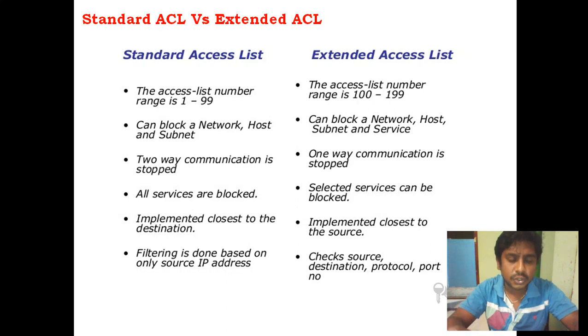So standard ACL should be implemented closest to the destination. So we need to see which criteria we need to follow, which one we need to block. Accordingly, we'll be able to write the access control list statements. So implementation is done closest to the destination in the case of standard ACL, whereas in the case of extended ACL, we need to write the ACL statements closest to the source. Next point is filtering is done based only on the source IP address in the case of standard ACL. In the case of extended ACL, it will check the source, destination, protocol, port number, etc.